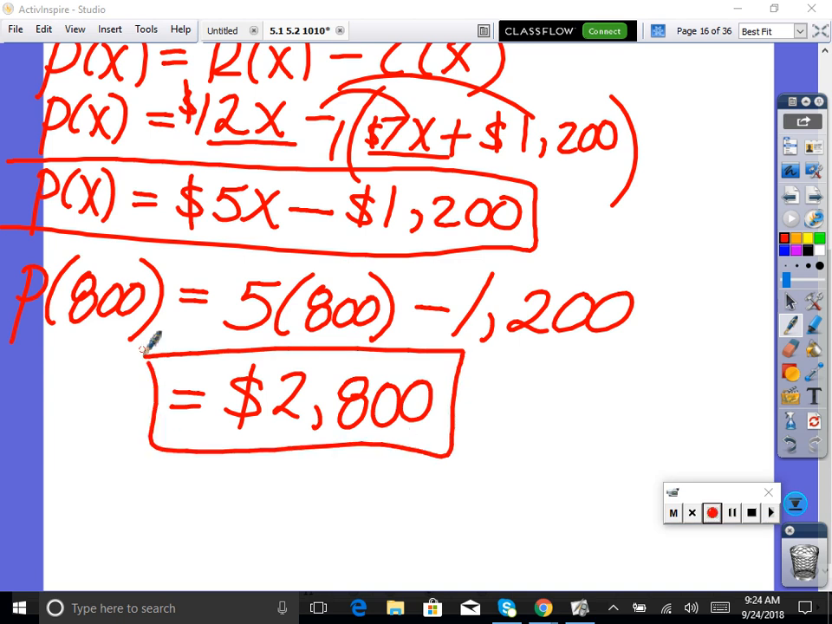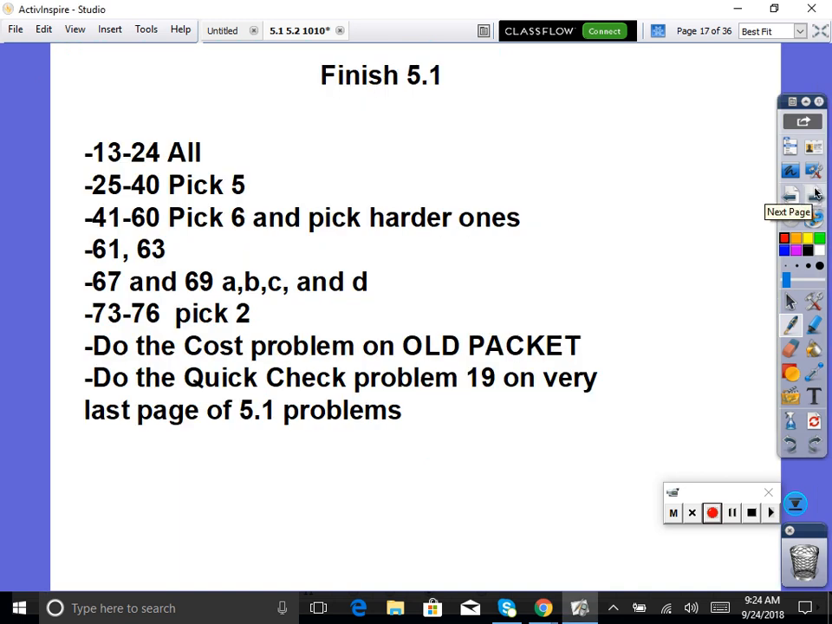So 2,800. So then the business owner would have to say, is that worth my money? Well, that's quite a bit of profit, right? That's after they paid rent, right? It's quite a bit of money. Okay, awesome. So that is the end of 5.1.